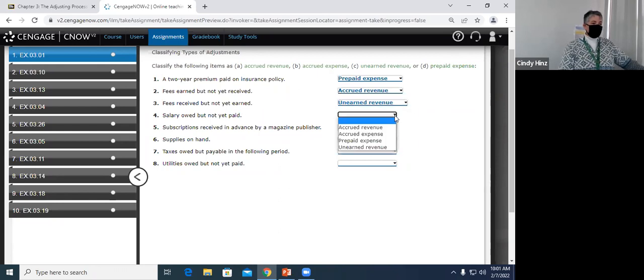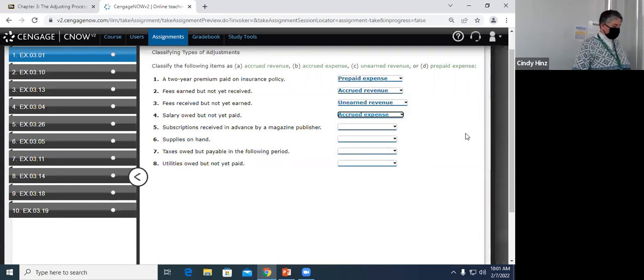Salary owed, but not yet paid. And again, you'll see this in one of the exercises coming up. It's an example of an accrued expense. We reported the expense because it went along with the revenues from that period, but we haven't yet paid it out. So we need to record the liability to pay our workers in the next accounting period.